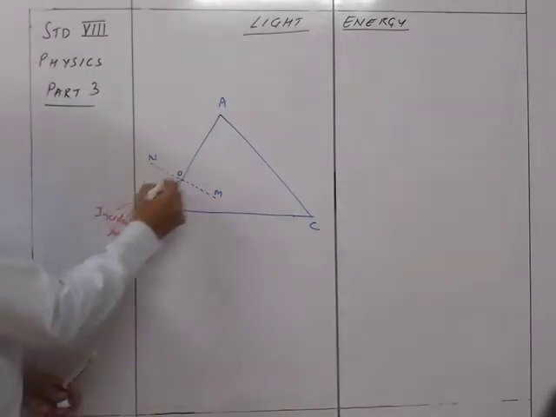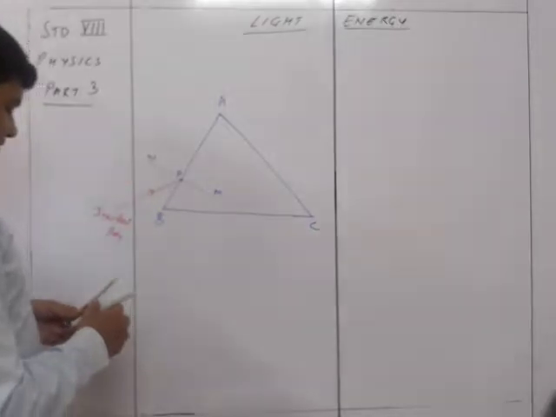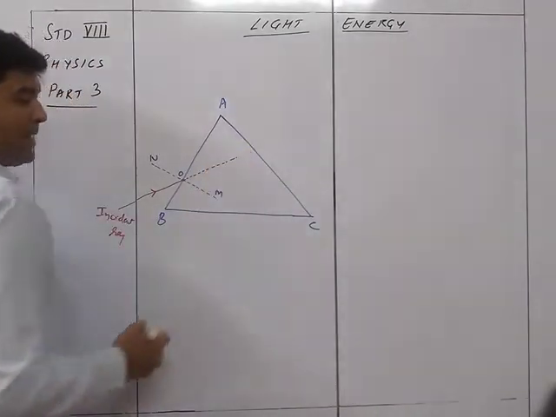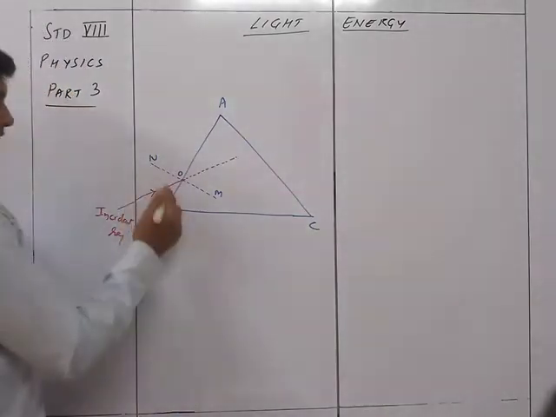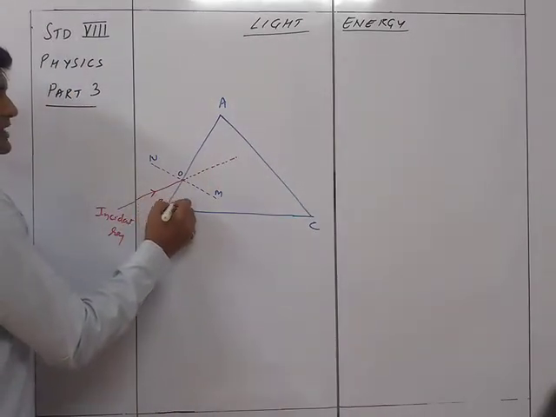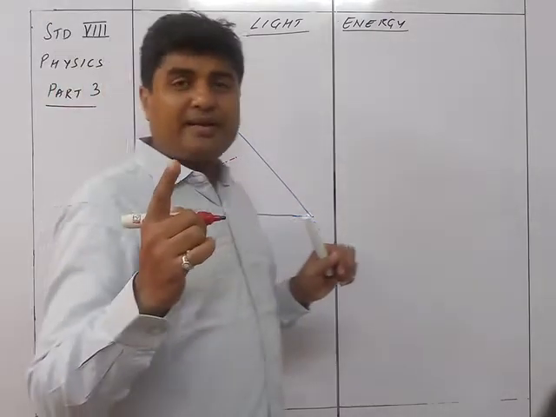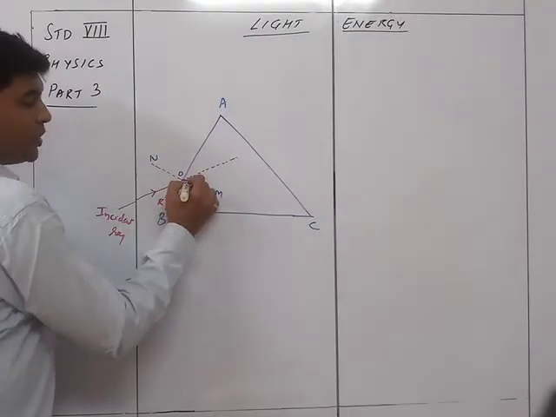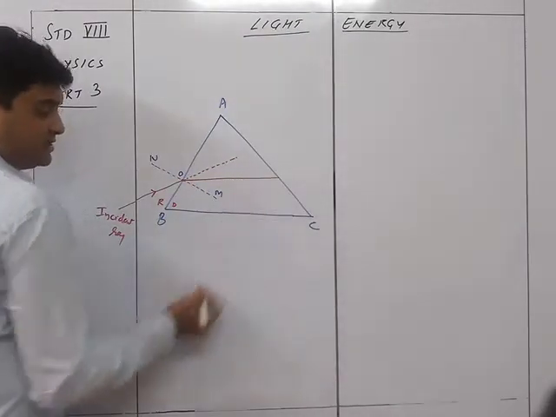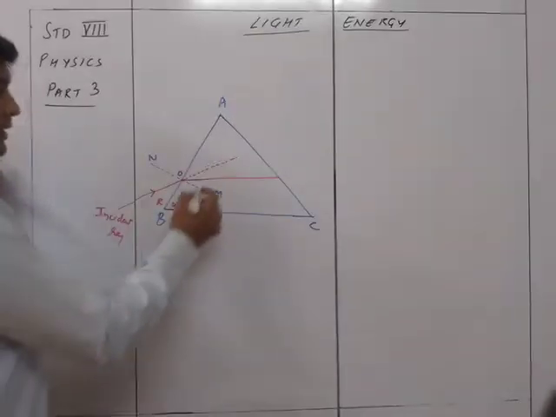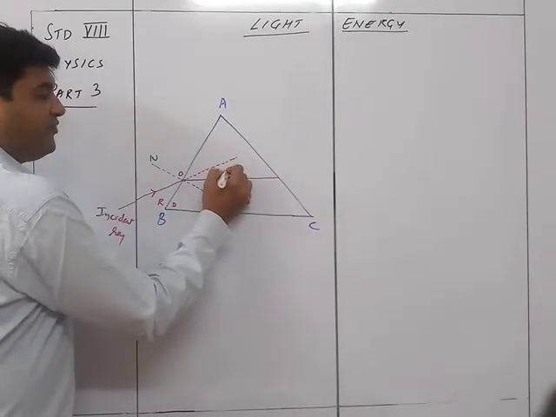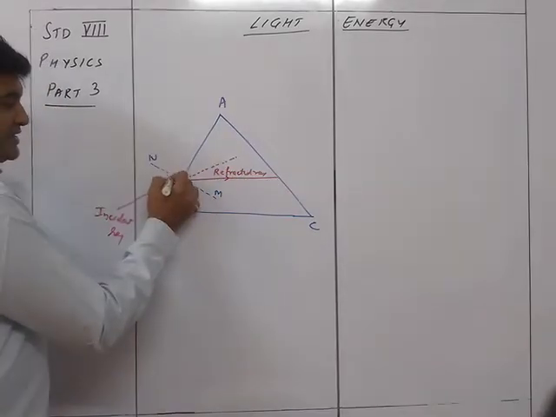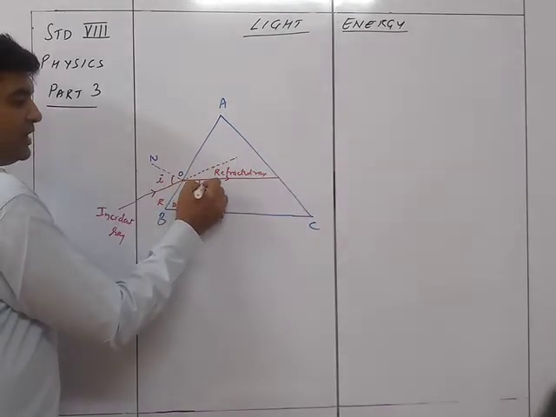Now this incident ray, when it is entering here, what should happen? This line should have traveled in this manner, in a straight manner, but because it is traveling from a rarer medium to denser medium, it is going to bend towards the normal. So instead of going here, it is going to go towards the normal, hence it is going to come over here like this. Okay, so this line over here is the refracted ray. Of course, this is the angle of incidence and this is the angle of refraction.